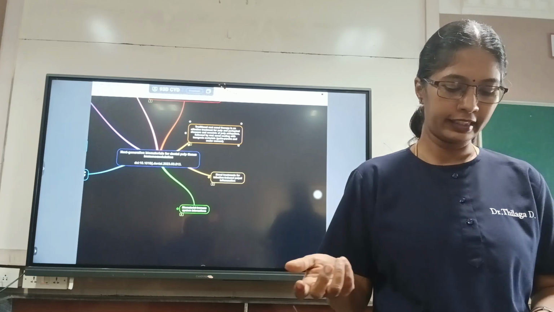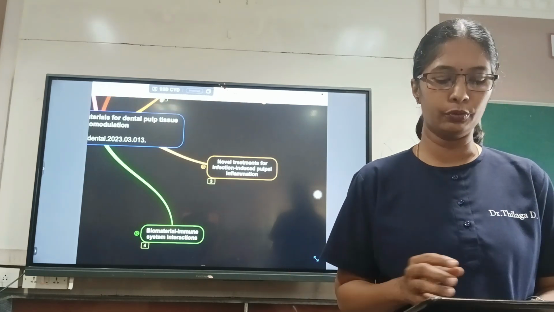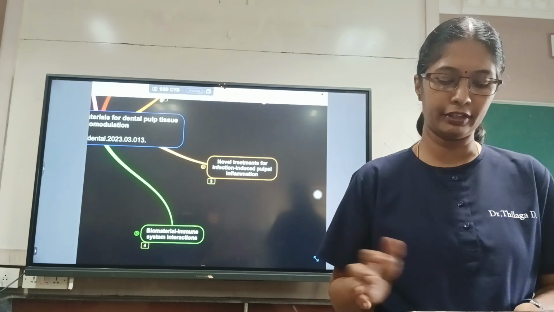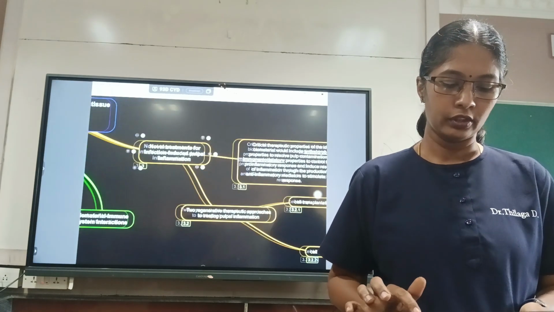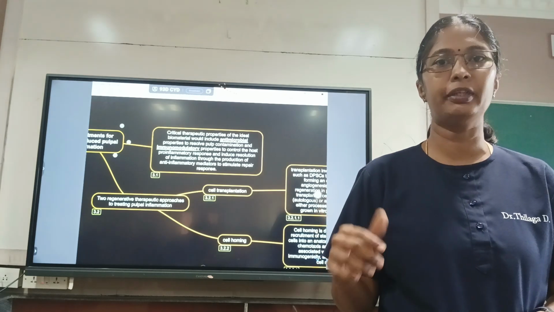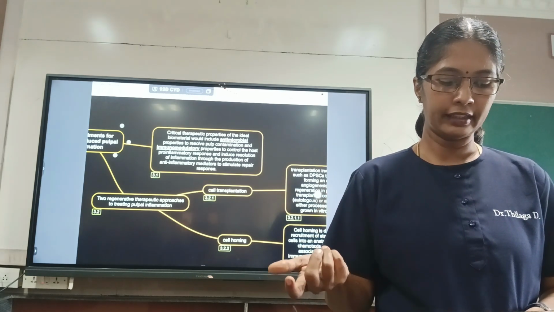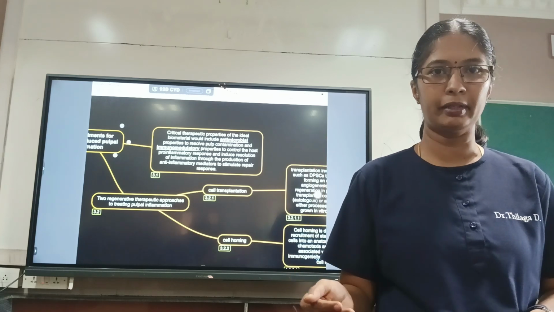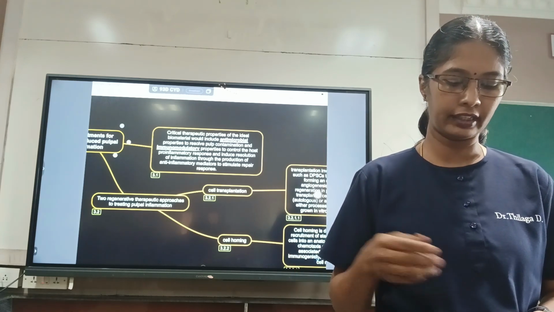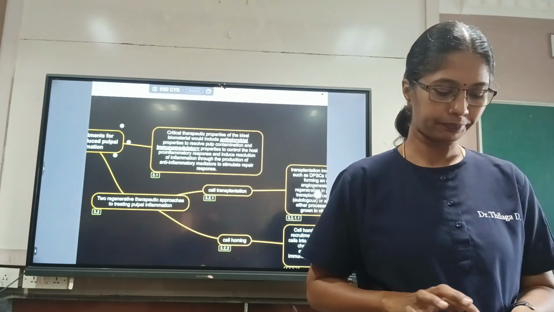And what are the novel treatments for infection-induced pulpal inflammation? So what can we do instead of a root canal treatment? What can we do to save a tooth? So the critical therapeutic properties of an ideal biomaterial should be antimicrobial, and it should immunomodulate. Immunomodulate in the sense it should reduce the inflammatory cytokines and produce anti-inflammatory mediators to stimulate repair.